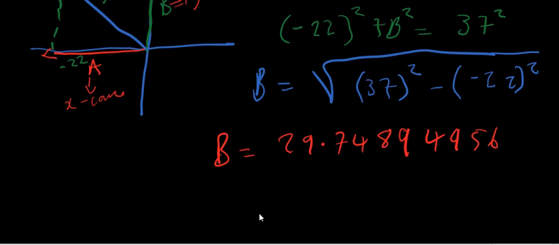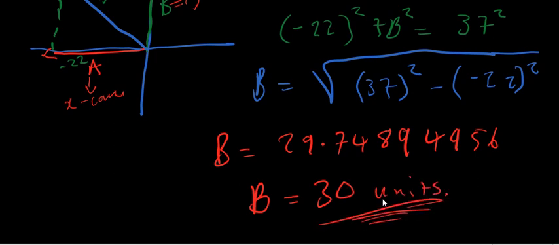94956. So from here you round off to two significant figures. You're going to find that it's going to be simply 30 units. Because we have not been given. So vector b is just 30 units.